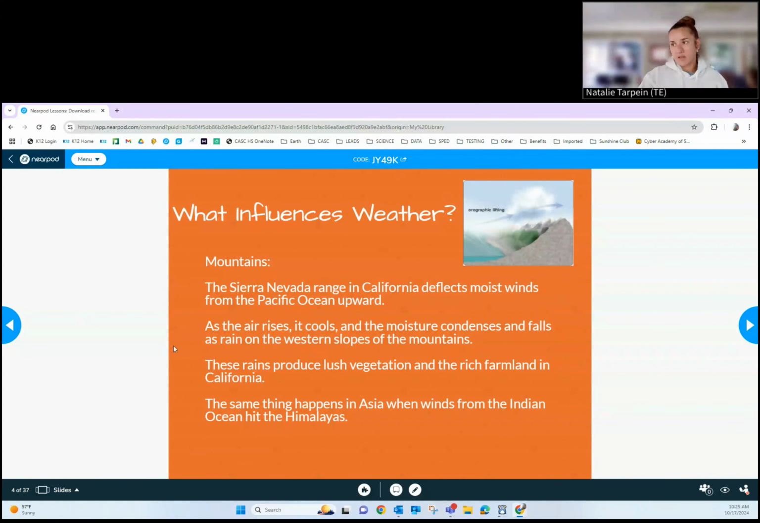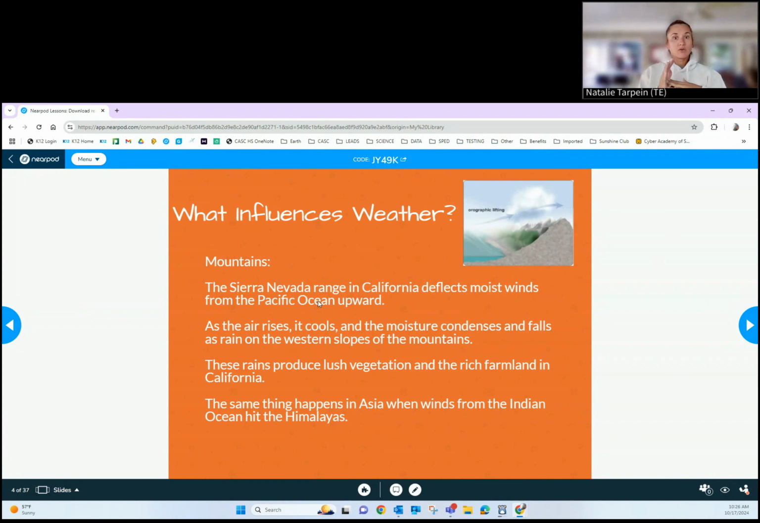One other thing that this slide is discussing here is what's called the rain shadow effect. As we go up a mountain, sometimes those mountains are high enough that the clouds actually can't come past the mountain. The mountain acts as kind of like a barrier. So on one side of the mountain, you might get a lot of rain, as in this example right here, the Sierra Nevada range.